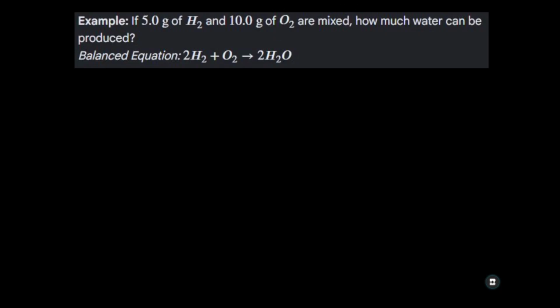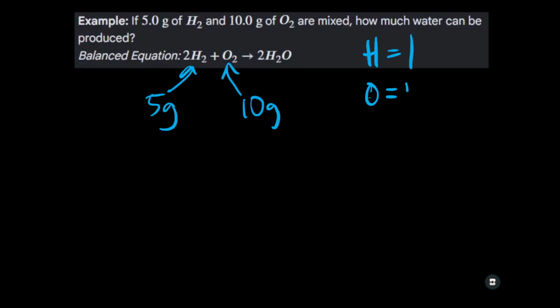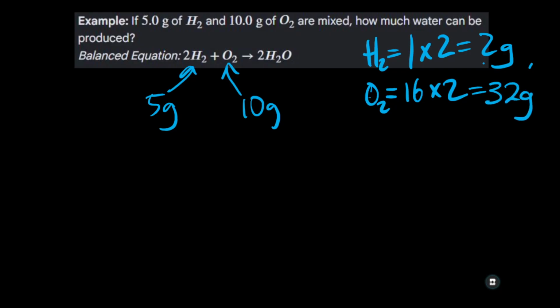Hydrogen, we have 5 grams. Oxygen, we have 10 grams, okay? So remember, our mass for hydrogen is equal to 1. Our mass for oxygen is equal to 16. And there's H2, so 1 times 2, equals 2 grams per mole. And then O2 is 16 times 2, which is 32 grams per mole, okay?